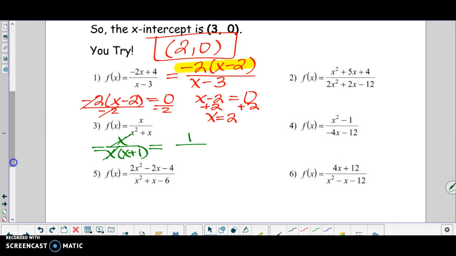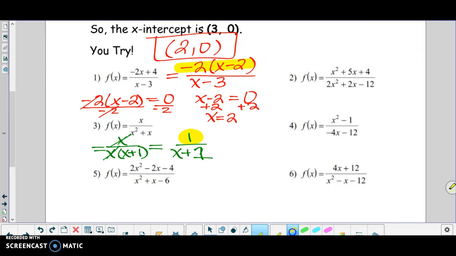1. That's a 1, I promise. So, I am setting what equal to 0 to find my x-intercept? The numerator. But, that's kind of weird. Do I see any x's in the numerator? No. Is 1 equal to 0? No. Not last time I checked, right?